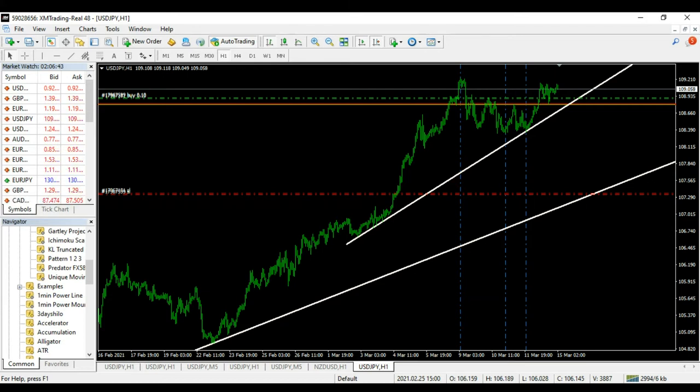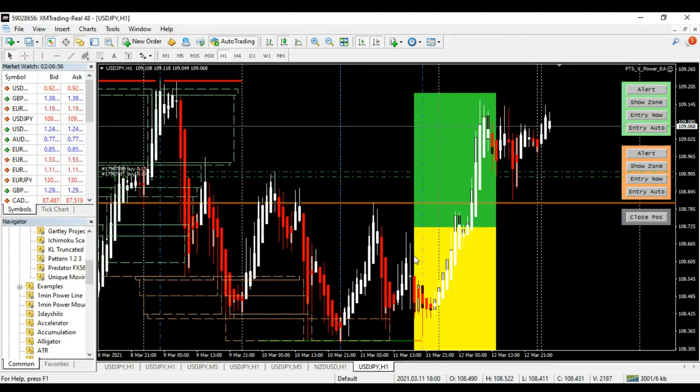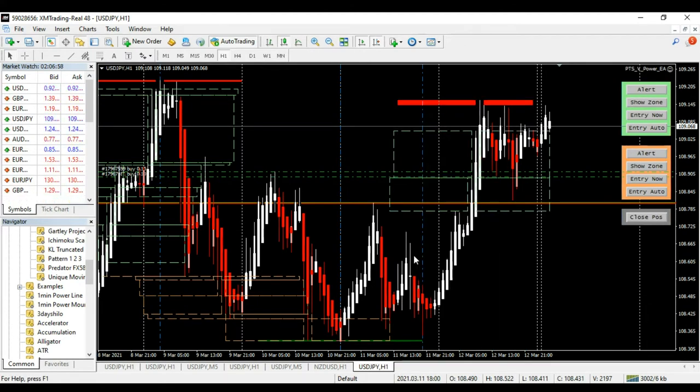Let us go to our own template and apply one kind of template where we have put a lot of color on our screen. Which is my template? Let me see it. Yeah. Do you see the difference? Do you see the difference?